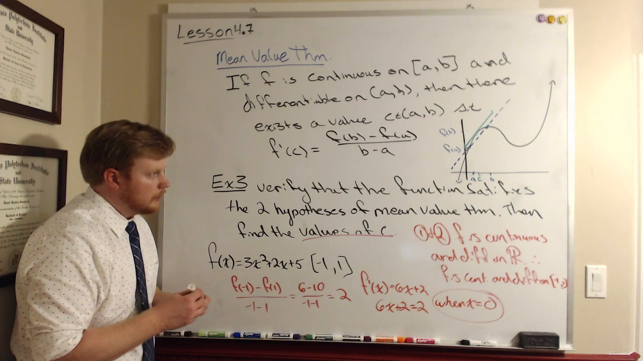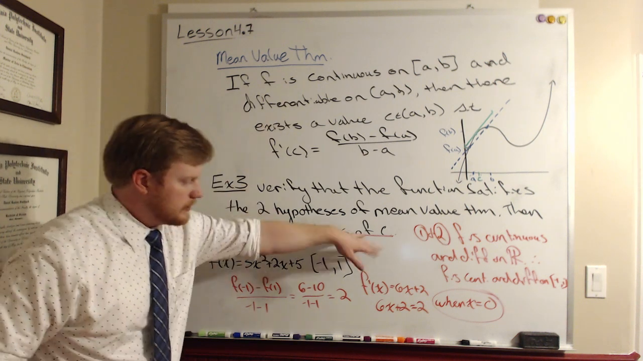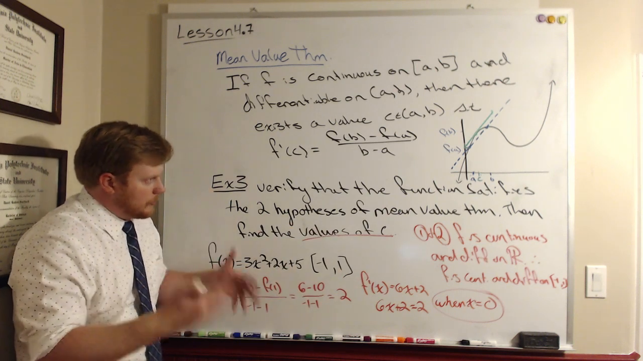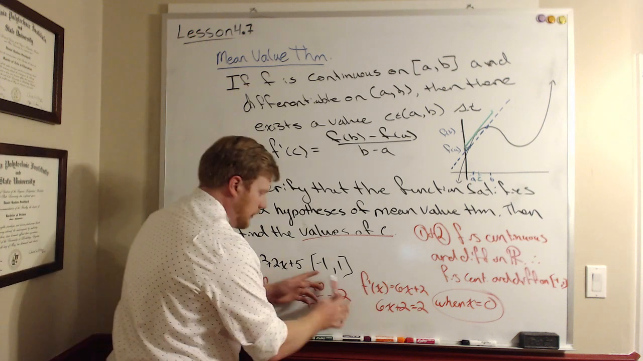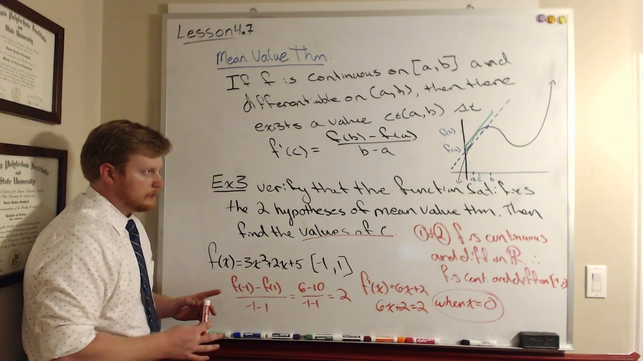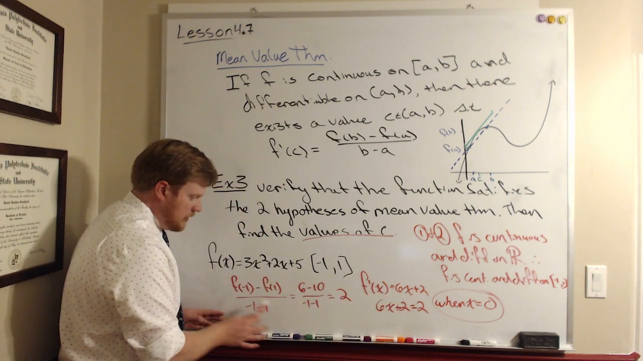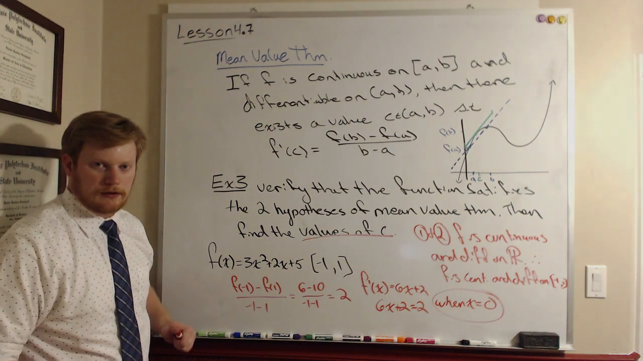Okay? Now, values of c just connects to the theorem, but that value of c is really just an x value. It's the values of x, the domain values. And 0 is between -1 and 1, where the instantaneous rate of change is equal to the average rate of change. That's all the mean value theorem is saying.